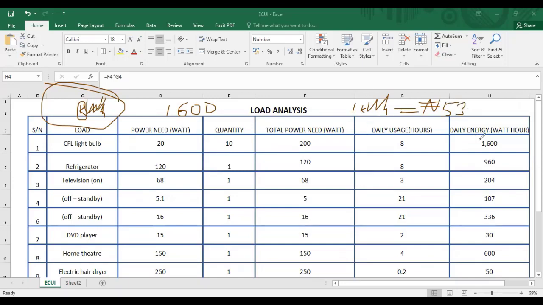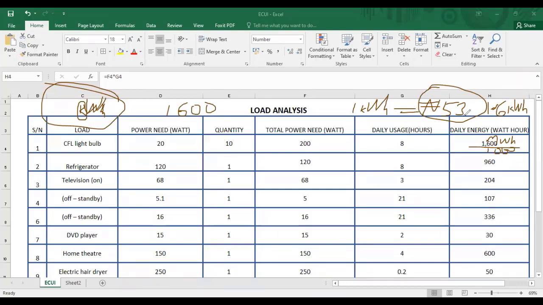So here we have 1,600 watt hour. If I want to convert this to kilowatt hour, what I will do is divide it by 1,000. If I divide this by 1,000, I have 1.6 kilowatt hour. So the question is, how much am I going to pay for this 1.6 I have consumed just using this light bulb? I am going to multiply 1.6 by 53. That will be the amount I will pay to the distribution company.